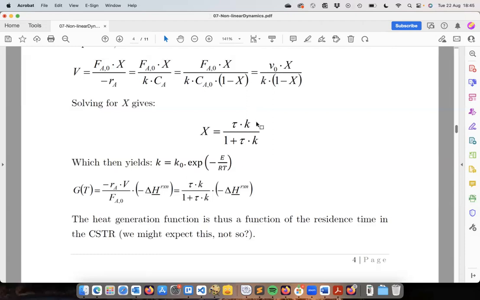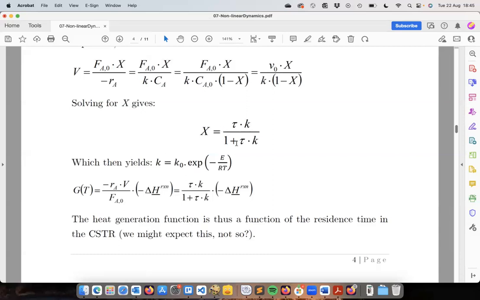Equivalently, if our k is very large, in other words, if our reaction rate constant is very large, that means the reaction is very fast. And so we can see, again, if k is very large, then we can forget the 1, and this becomes tau k over tau k, which is 1. So conversion goes close to 1 when k is very large. By the same token, if k is very small, then you've got 0 divided by 1 plus 0, which is 0. So it gives us all the expected results there.